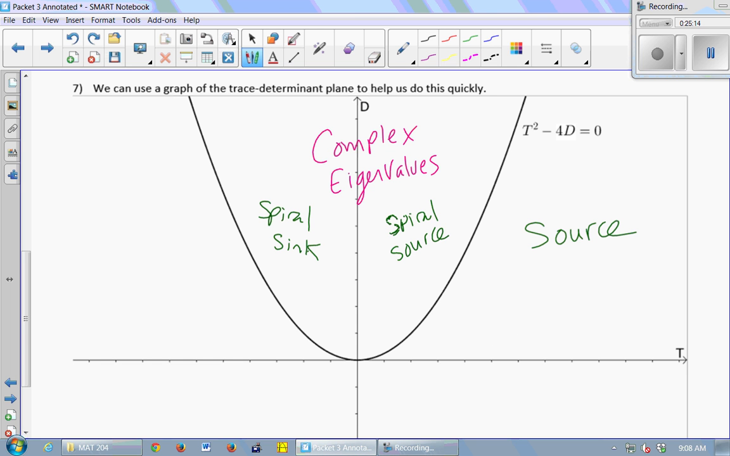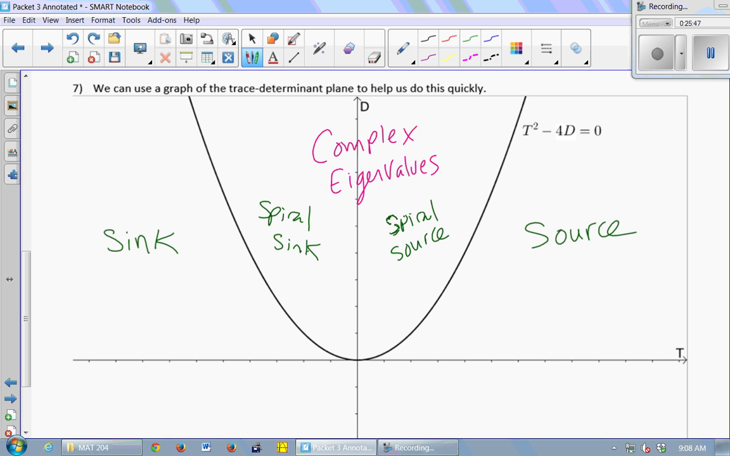So both eigenvalues are positive and real. We have a source. So now, what do you predict is going to happen over here? It's going to be a sink. You could pick a point and get the eigenvalues just to verify, but this is going to be a sink. And this makes sense, because this line is the boundary between spiral source and source, and over here it's the boundary between a spiral sink and a sink.